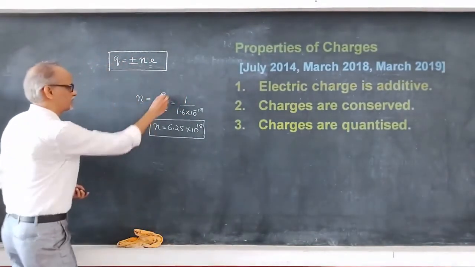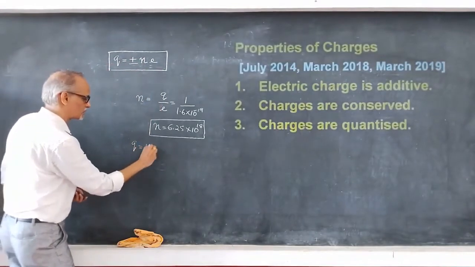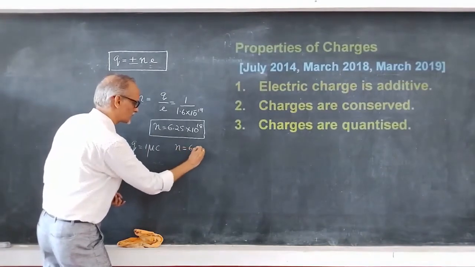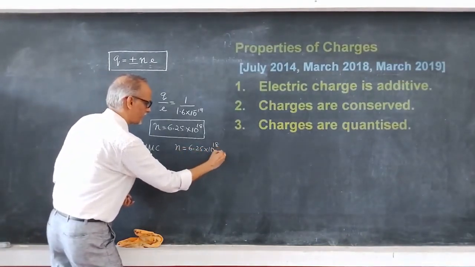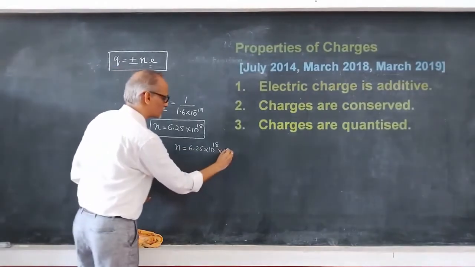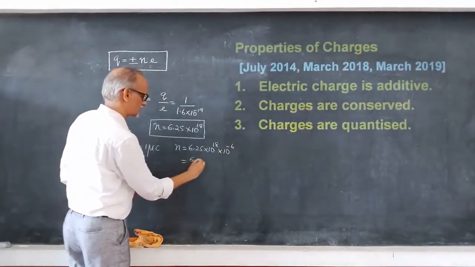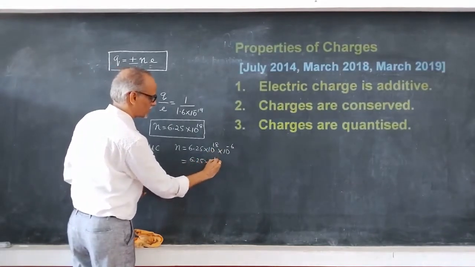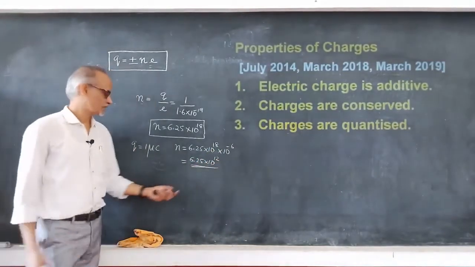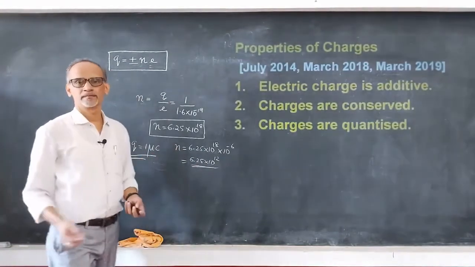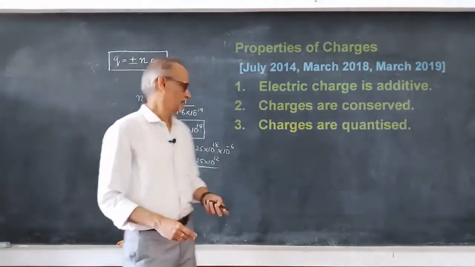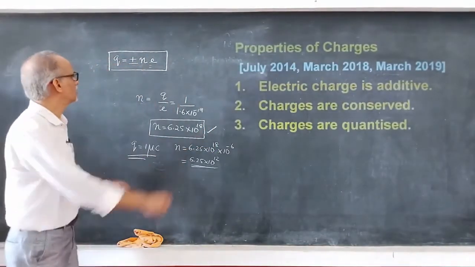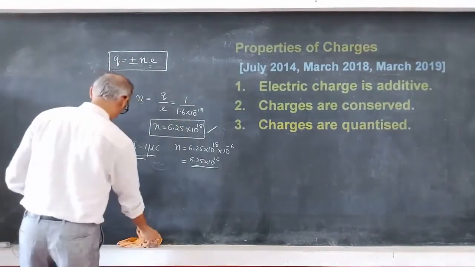Now, what if the charge that I want to transfer is 1 microcoulomb? Then to this number, 6.25 into 10 to the power 18, multiply 1 micro. Micro means how much? 10 to the power minus 6. So you will get 6.25 into 10 to the power 18 minus 6, which is plus 12. Like this, for any charge, I can find the number of electrons to be transferred. So you need to remember this, and we get this value from the quantization property.